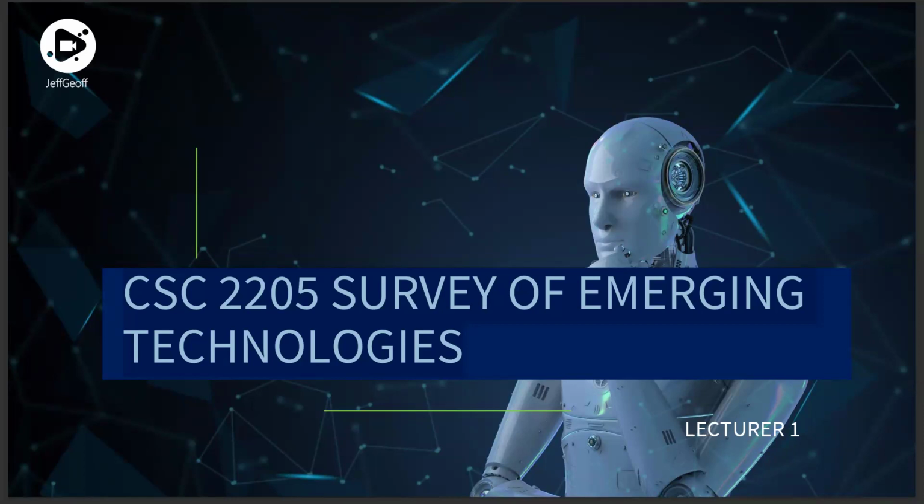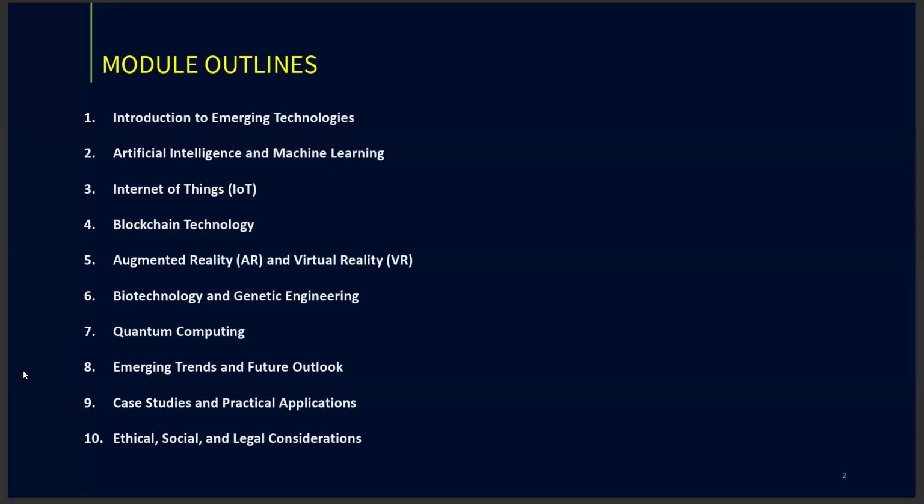So the typical technologies that have changed the different industries and the future, we're going to have a great outlook of some of these technologies. But before we dive into understanding what emerging technologies really mean by definition, I just want to let you know that we have what we call our module outlines.